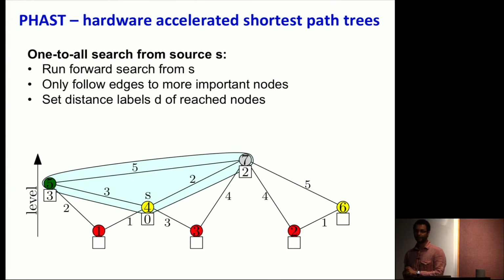I already pre-computed it. So all I need to do is do an upsweep, which is target independent, because I'm always going to the highest highway dimension regardless. And that's a nice property. So I'm doing only an upsweep.